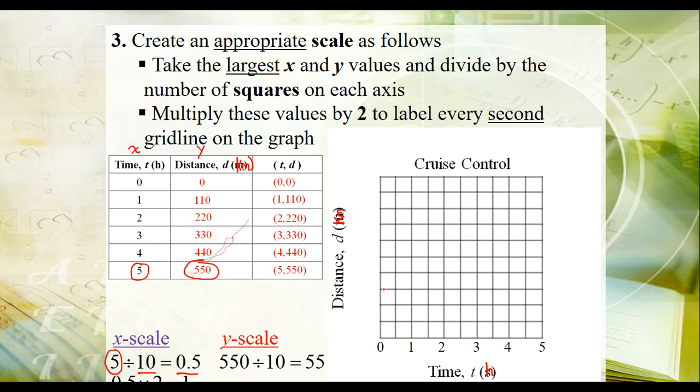But again, we don't want to label every single grid line. So we're going to take 55 and double it. Doubling it gives the value that every second grid line goes up by. So I have 55 times 2, which would be 110. Therefore, every second grid line goes up by 110. So it'd be 110, 220, 330, 440, and then 550. Okay, so that's a really nice scale. That's going to fit all of my data points onto that scale.